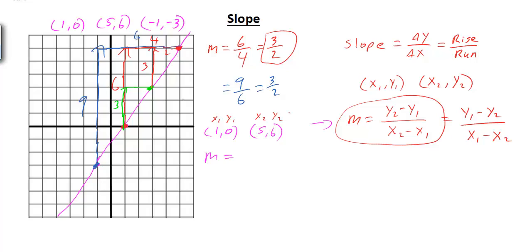So then if we plug this into our formula, y2, which is 6, minus y1 is 0, and then x2 is 5, and x1 is 1, so that's 5 minus 1, and notice we get 6 over 4, which again simplifies to 3/2. So we can look at the graph and estimate the slope, or we can actually find 2 points, and then using this slope formula, we can calculate the slope by subtracting your y values and dividing that by subtracting your x values.